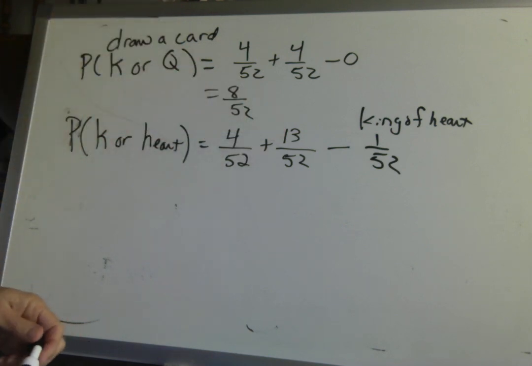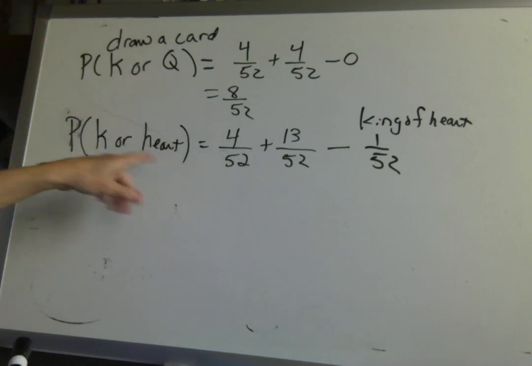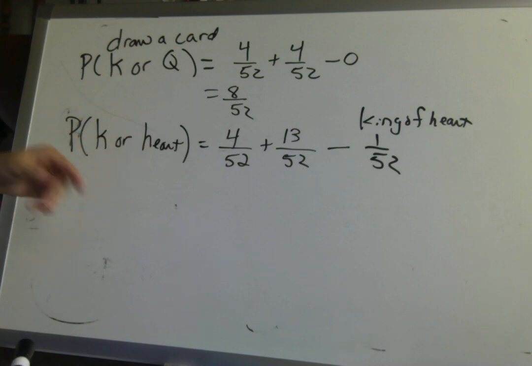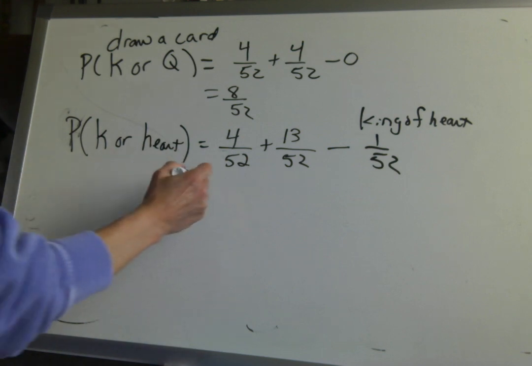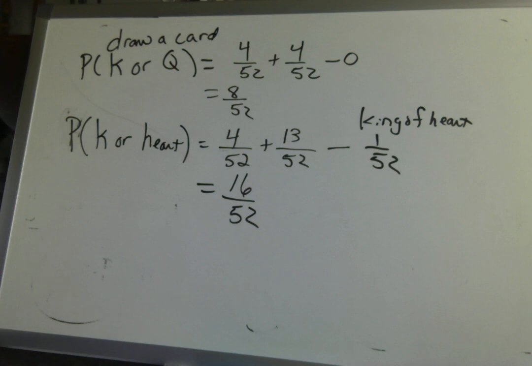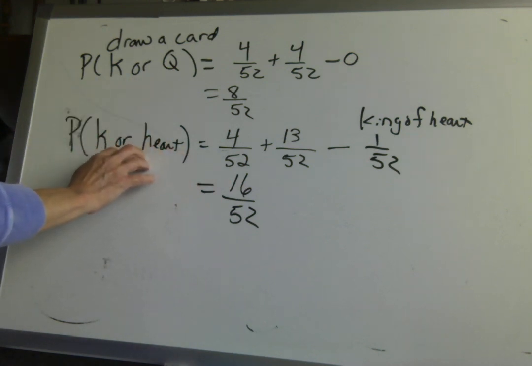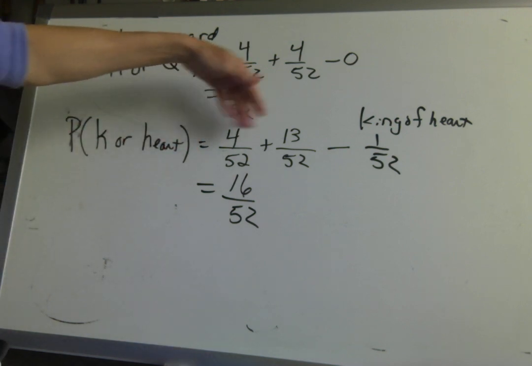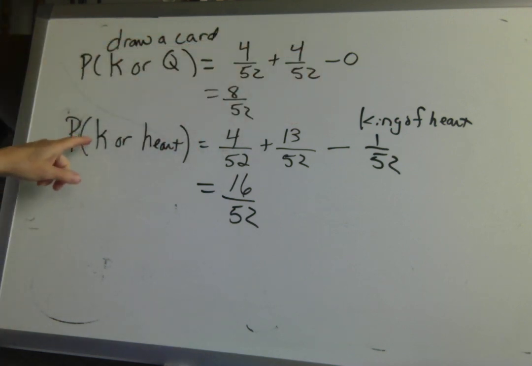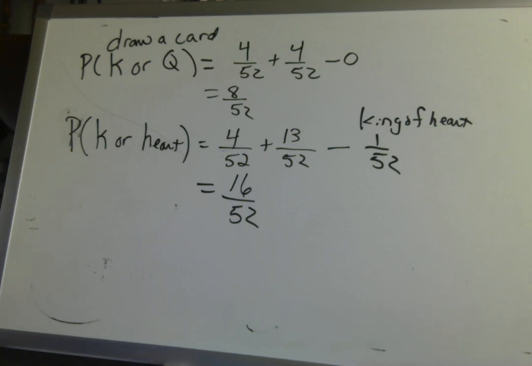If you actually got out a deck of cards, and I really recommend doing this when you're teaching this to kids, pick out all the kings, pick out all the hearts, have them count how many cards they have. They are not going to have 17 cards. They're going to have 16 cards. So that's a very tangible way to get them to understand that they only have 16 cards that satisfy that criteria. So that's the classic addition rule, because king and heart is not disjoint. King and queen is disjoint.